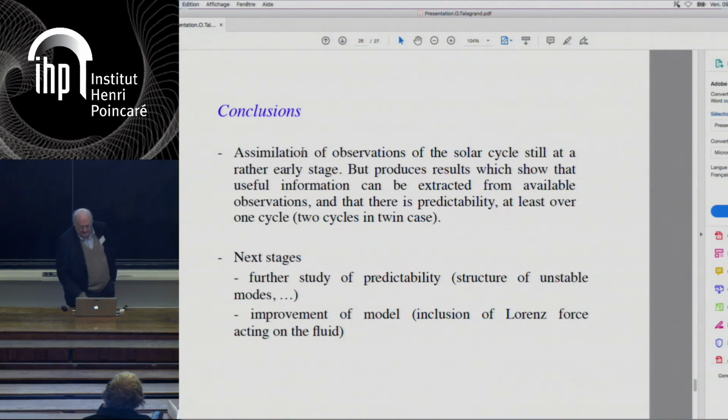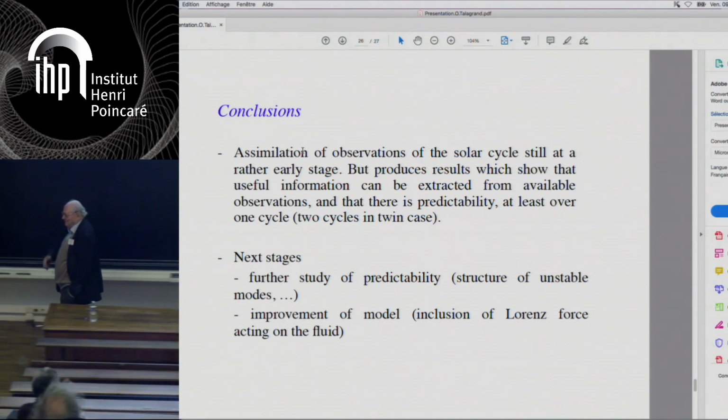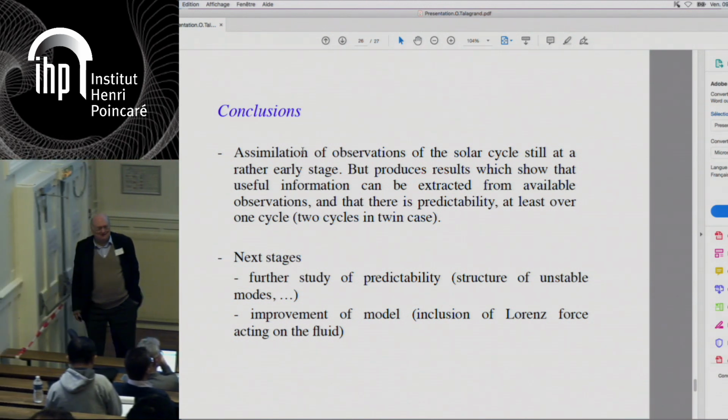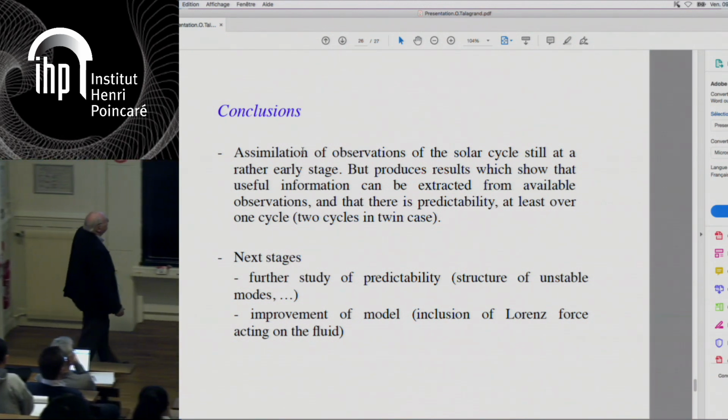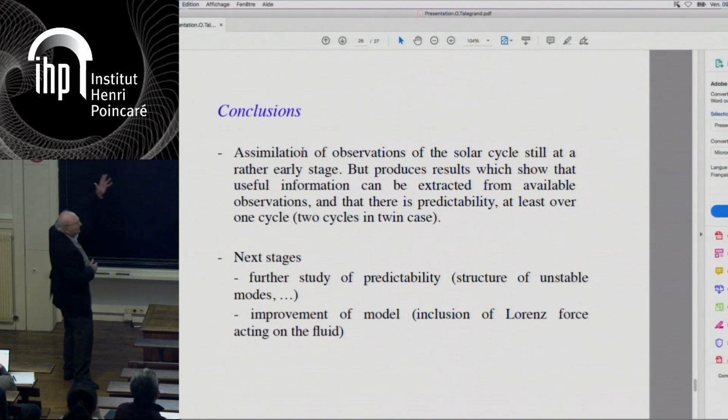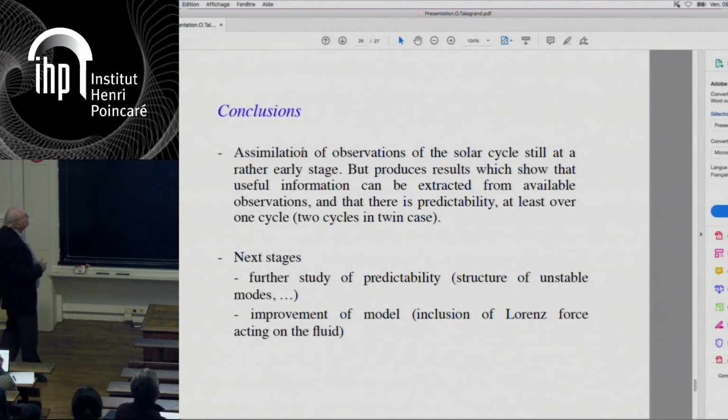Conclusions. Assimilation of observation of the solar cycle is still at a rather early stage compared to what's done now, even operationally, in the atmosphere and ocean. All that is at a very early stage. But it produces results which show that useful information can be extracted from the available observation, and that there is a predictability at least over one cycle.